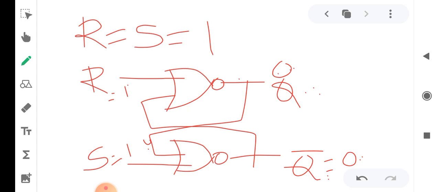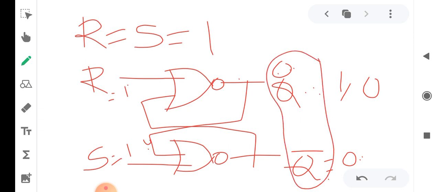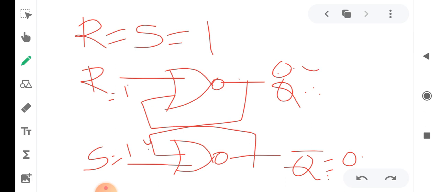That is, both outputs cannot be simultaneously 1 or simultaneously 0. Either this output is 0 and that is 1, or this is 1 and that is 0. But you cannot accept both as 0. This is not acceptable.